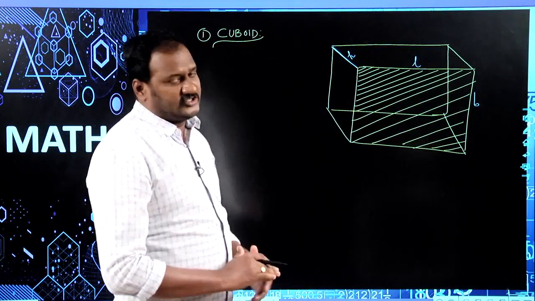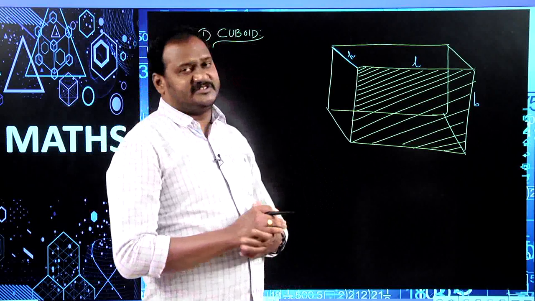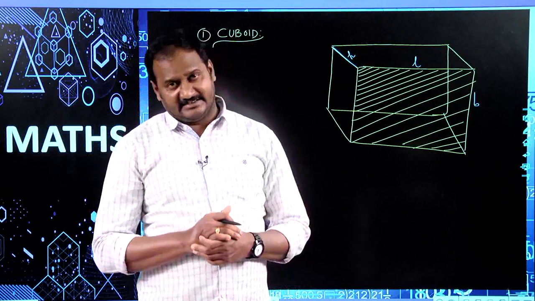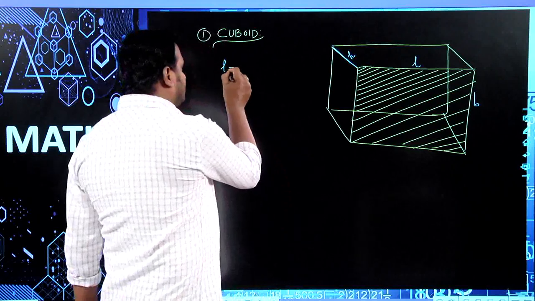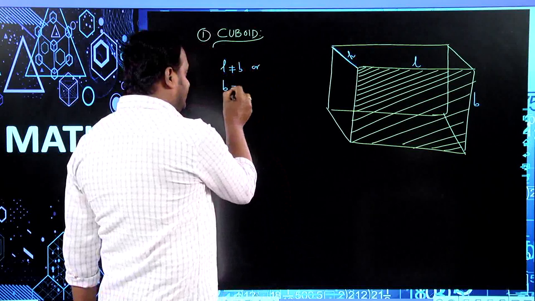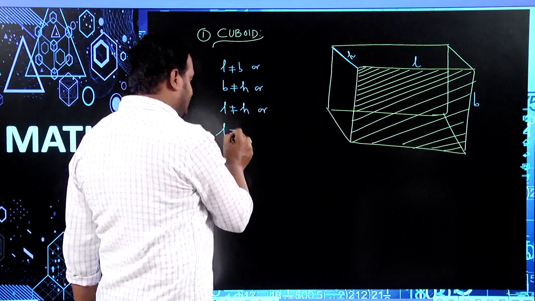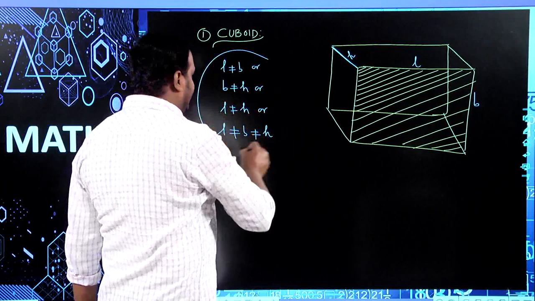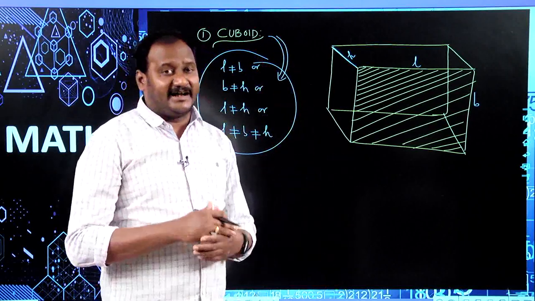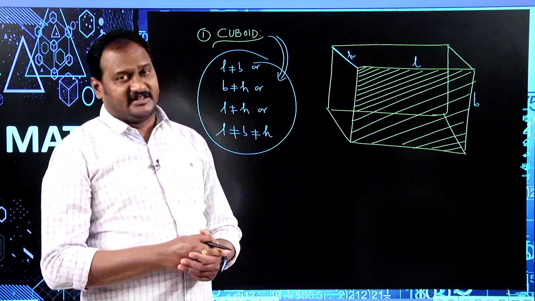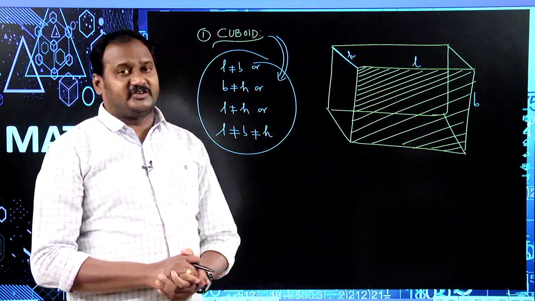Now, when a solid object is said to be a cuboid, think logically: to call a solid object a cuboid, it is not necessary that length is not equal to breadth is not equal to height. Either length is not equal to breadth, or breadth is not equal to height, or length is not equal to height. Otherwise, all three are not equal: length is not equal to breadth is not equal to height. Then that solid object is said to be a cuboid. So, if any two dimensions are unequal, then we can call a solid object with a rectangular base, which is a prism, a cuboid, right?